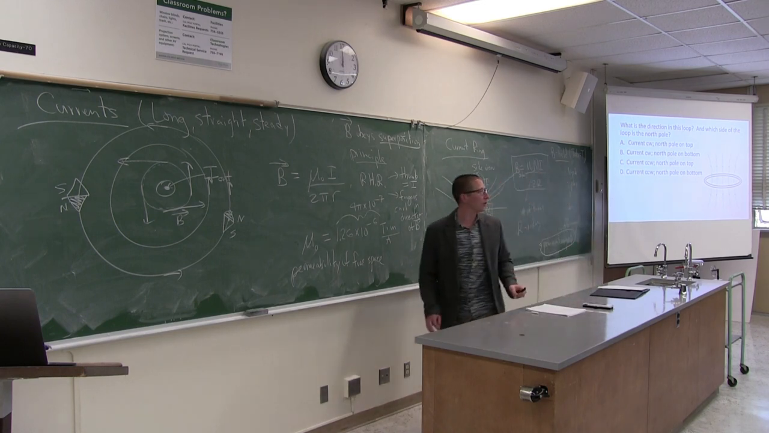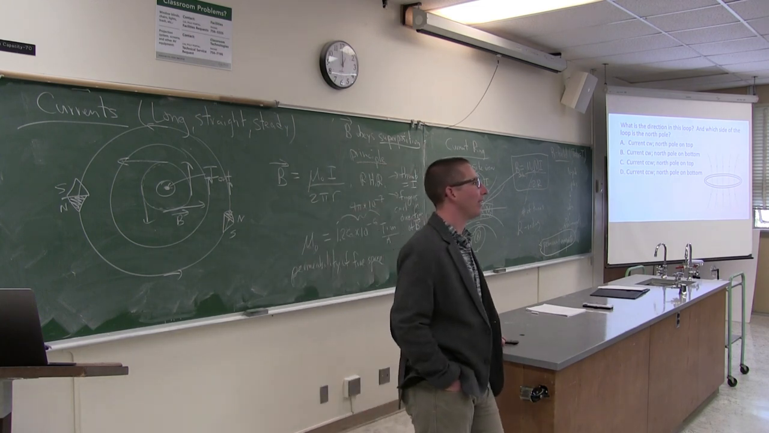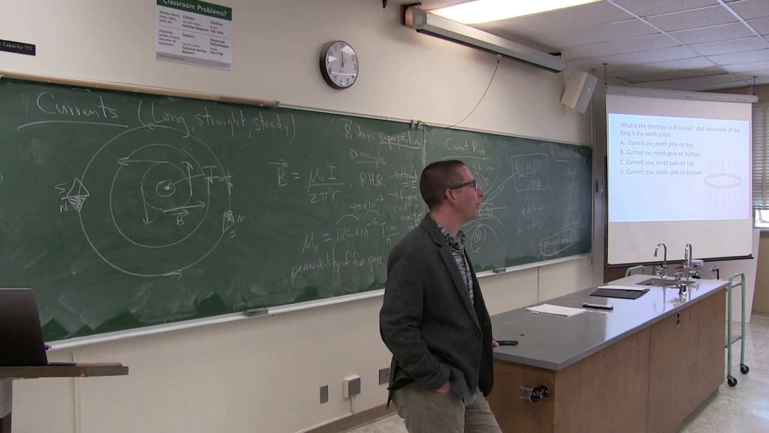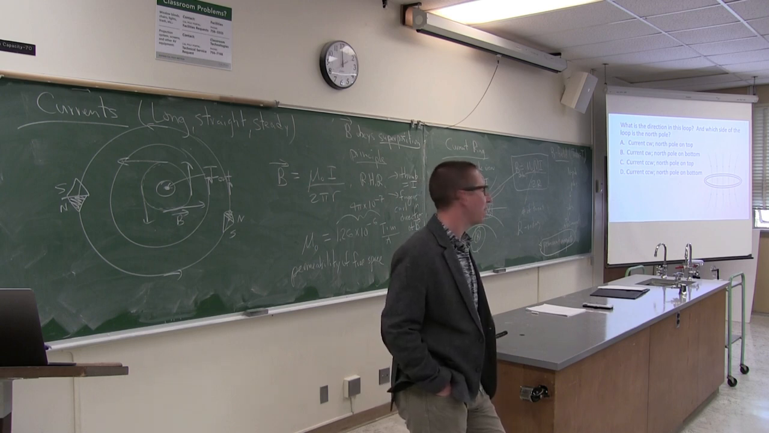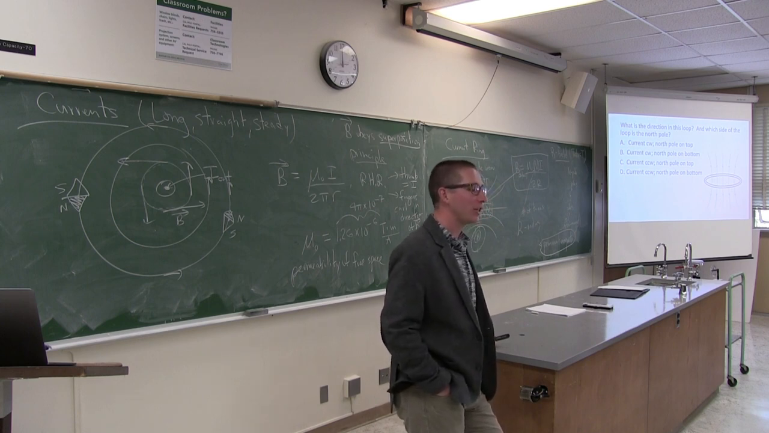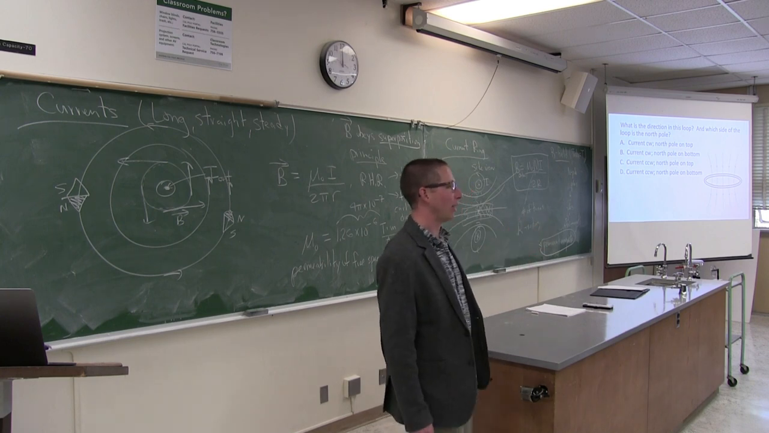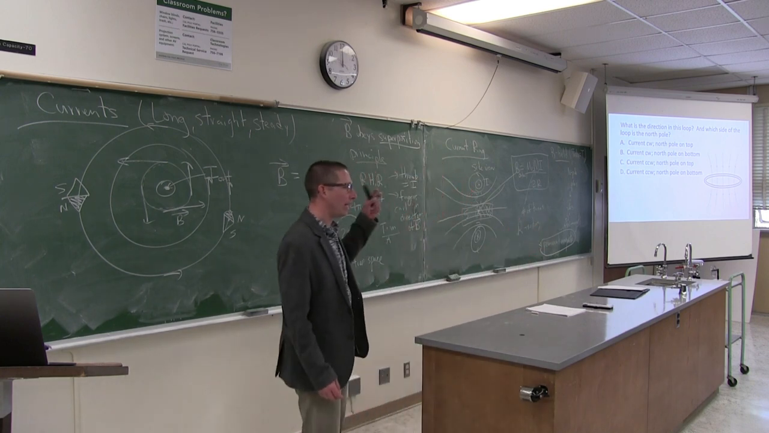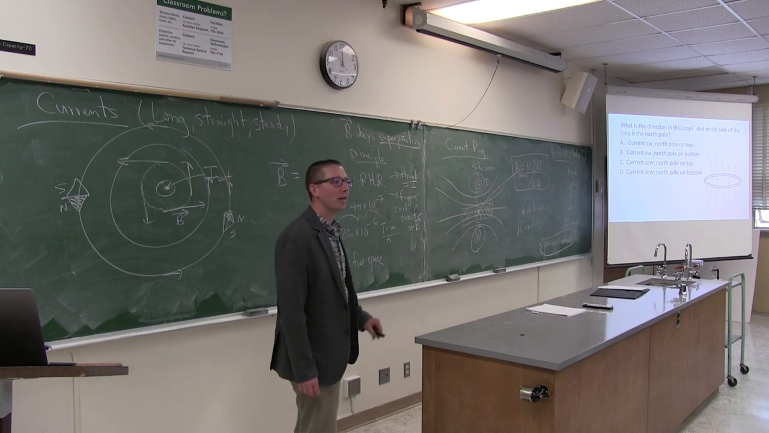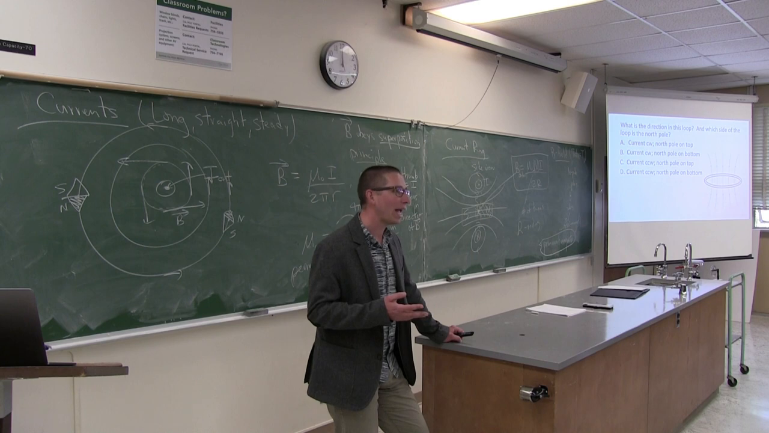All right, so let's take a vote. And 3, 2, 1. All right, B is correct. Yes, the North Pole is on the bottom because the bottom side of the loop is where the field lines are diverging. The top of the loop is where they're converging into, and that kind of is like a South Pole.